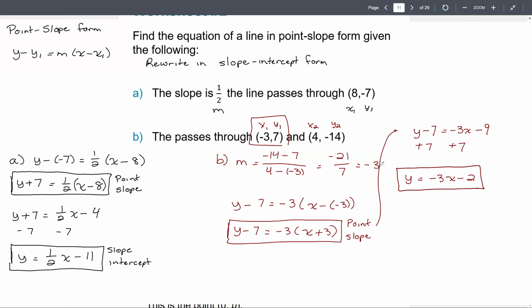And you can always check these by taking one of your points and plugging them back in. Like if I take this one and I plug back in that 4, I have -12 minus 2, which is going to give me back my -14. So it's a way to double check your points. So I always suggest using the second pair of points as a way to check.